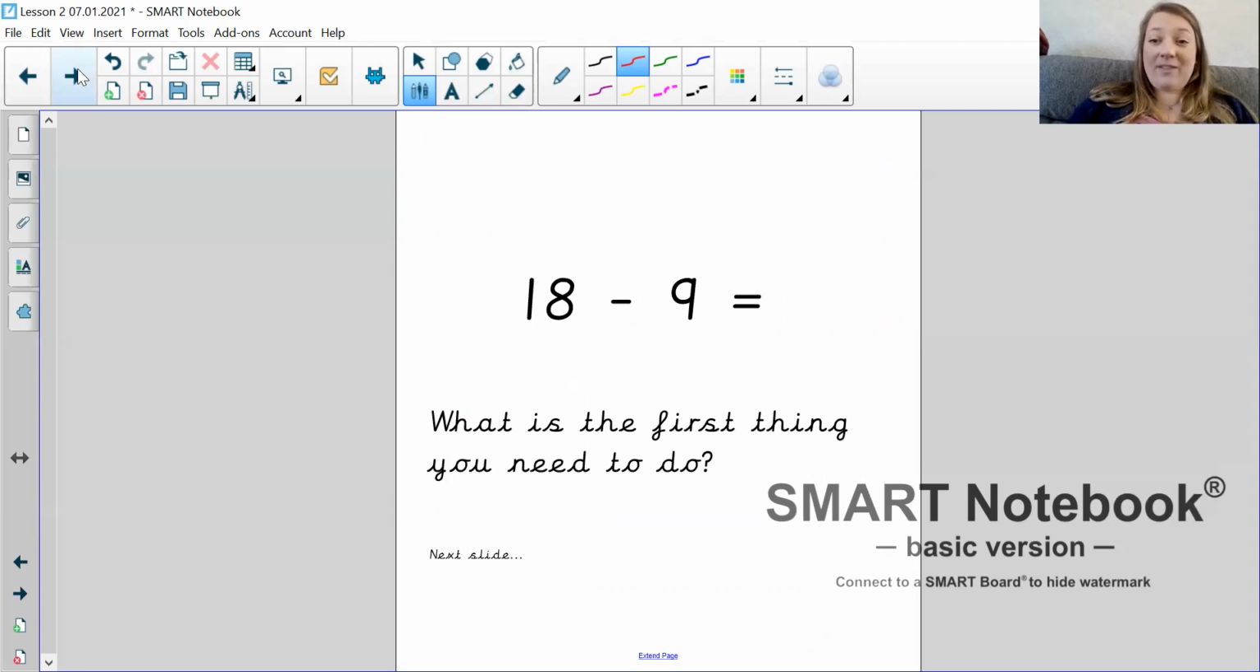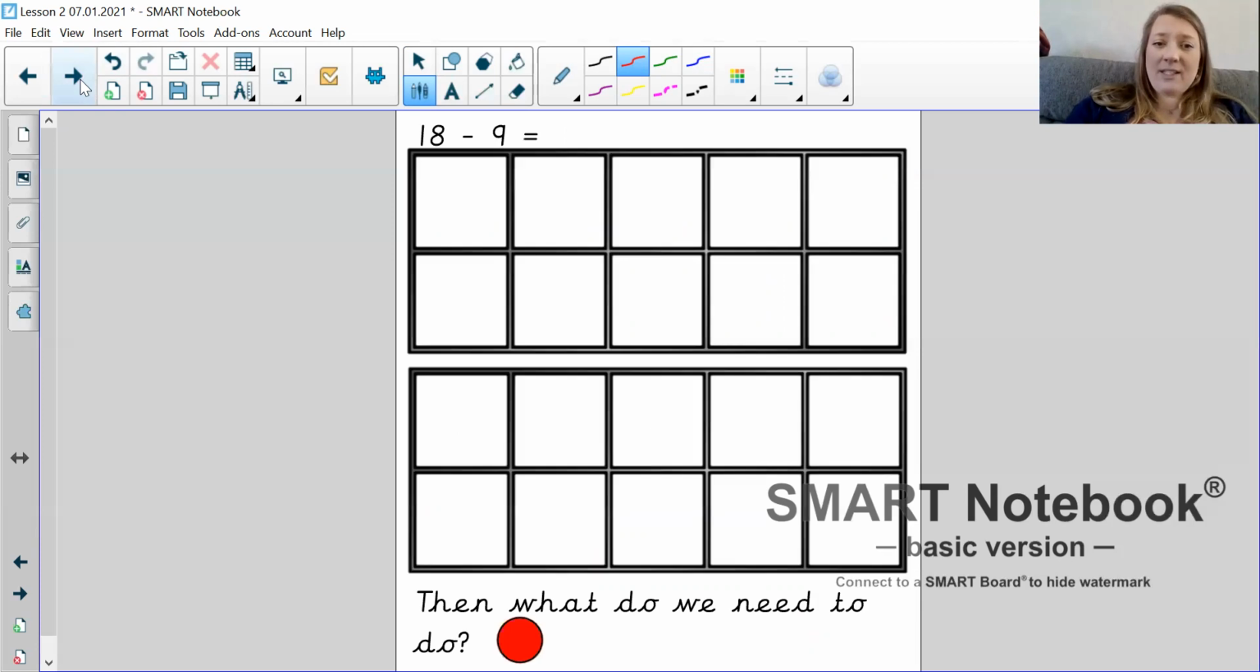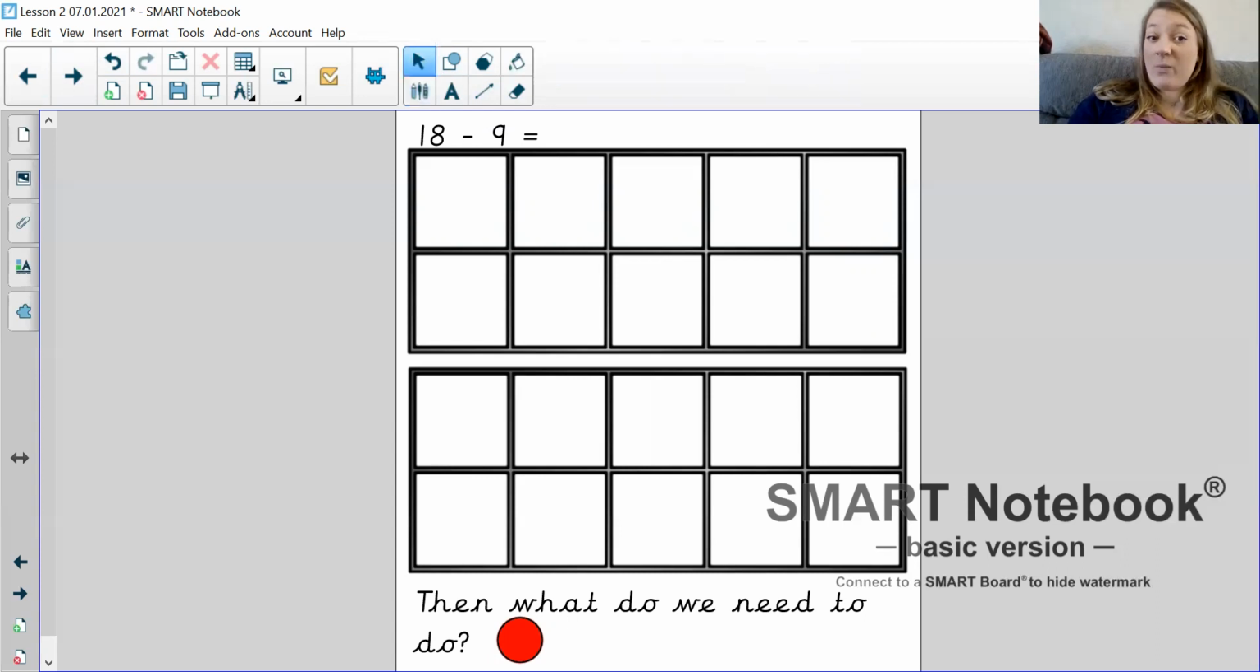Miss Walker has given us a tricky question. I wonder who can read this number sentence to the screen. That's right. 18 take away 9 equals. We need to find the answer. So have a think. What is the first thing we need to do? That's right. We need to use our tens frame. So the first number that we start with is 18. So we're going to put 18 counters, or you can draw them, onto our tens frame.